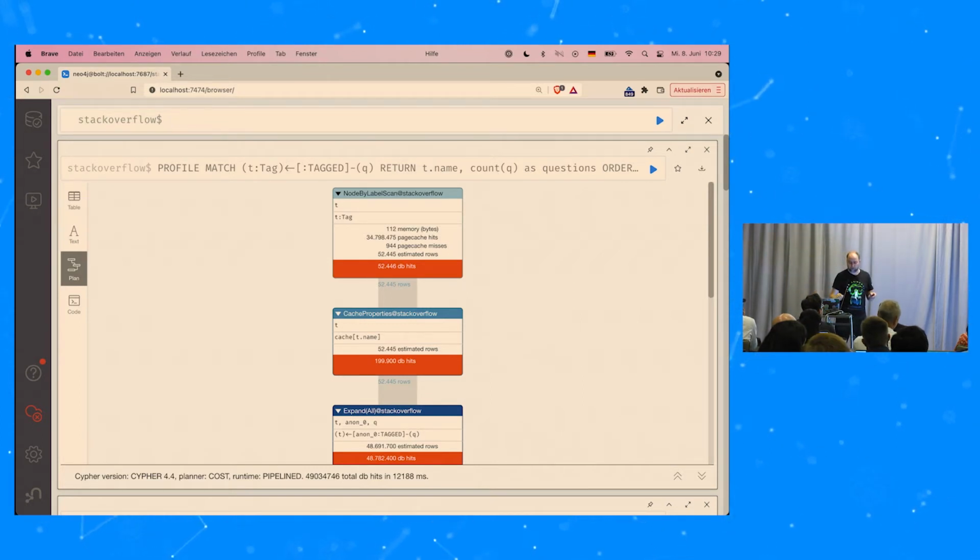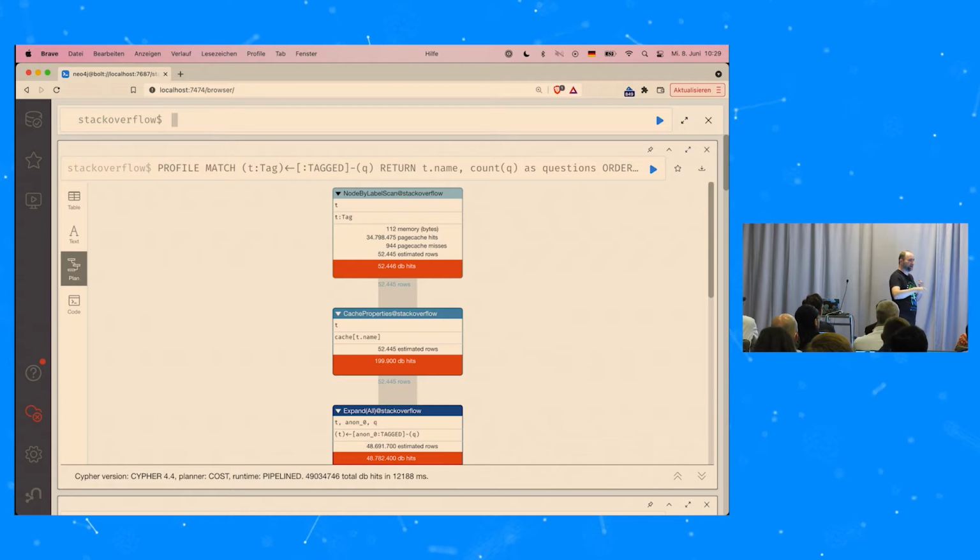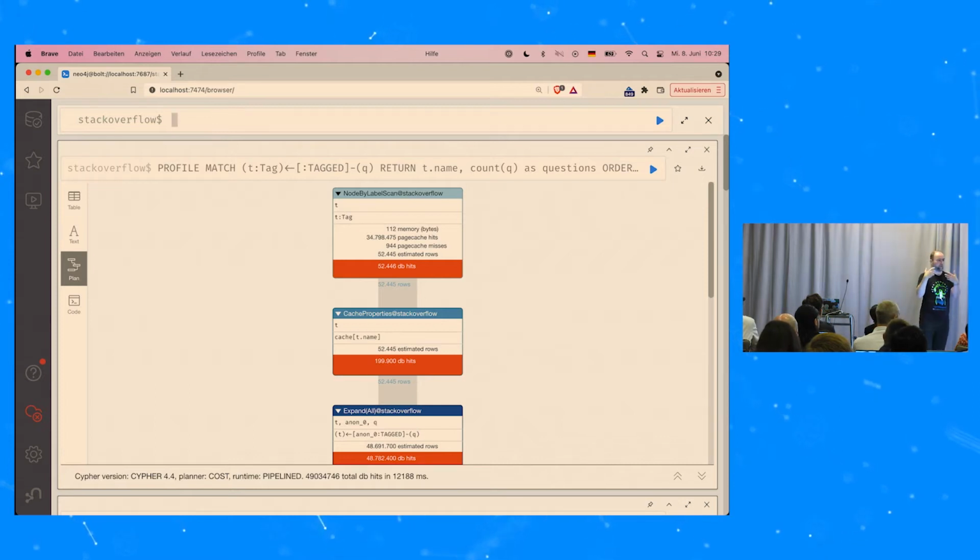This is also what Browser uses when it shows those little squiggly lines and warnings. Behind the scenes, it sends an explain query to the back end, and whenever explain sends a warning back, Browser shows it as the squiggly line.